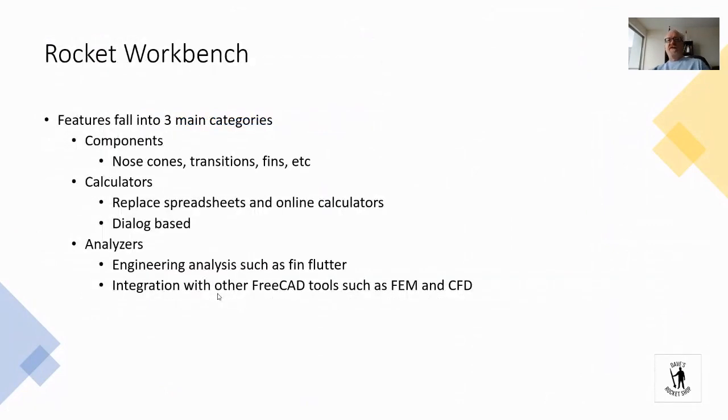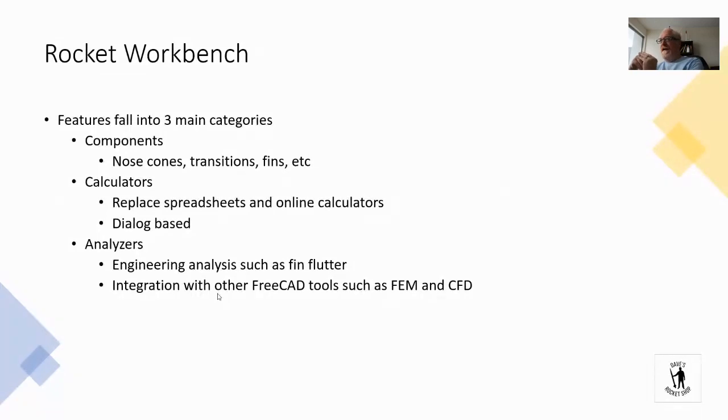Okay, so let's talk about the Rocket Workbench. The Rocket Workbench has features that fall into 3 main categories. Components, these are what you're typically looking for: nose cones, transitions, fins, all of the standard pieces. In its current incarnation, it's not like OpenRocket where you would build the rocket. You're actually just building the individual components, and I'll explore that in a little more detail later.